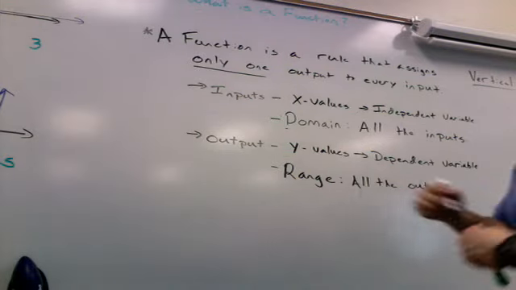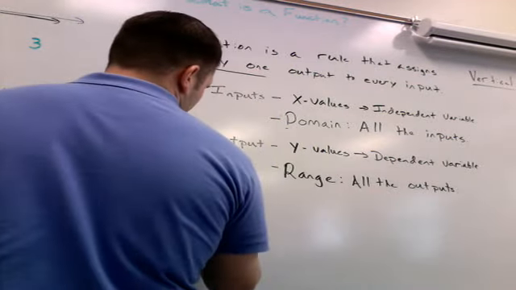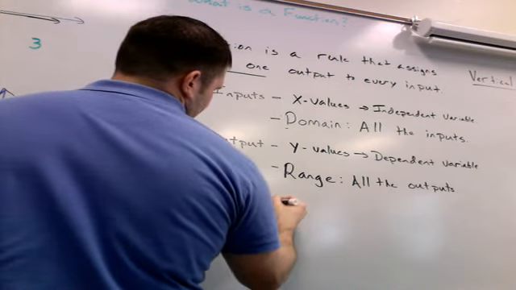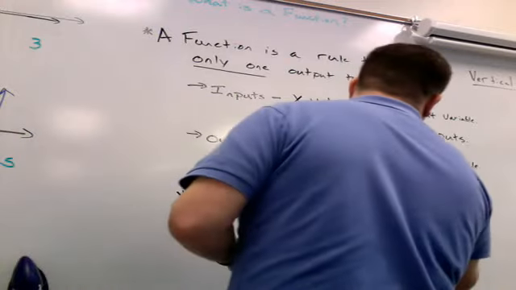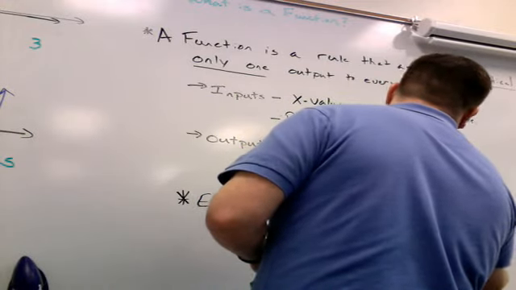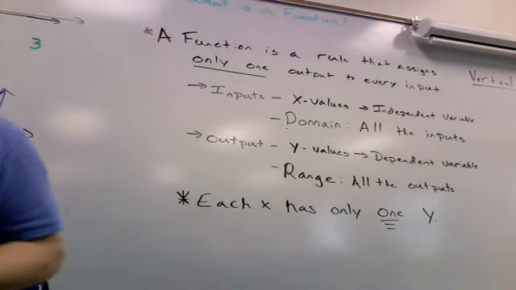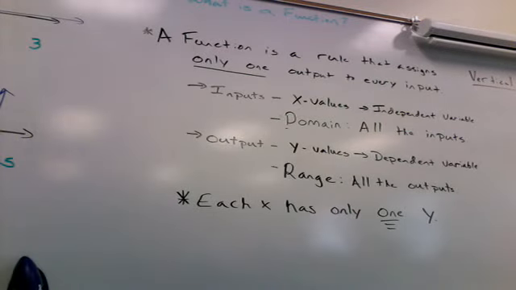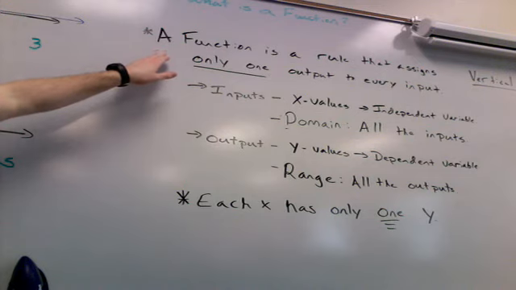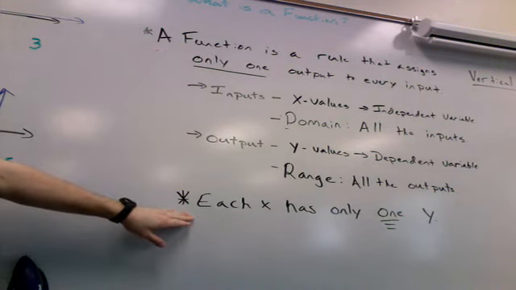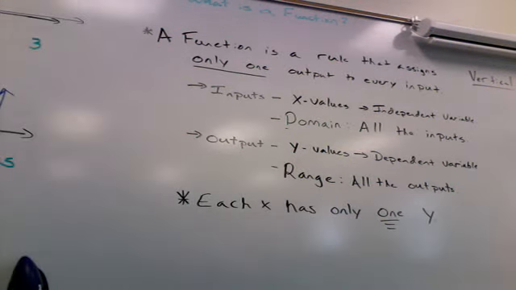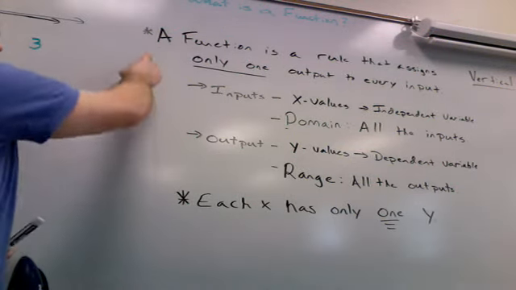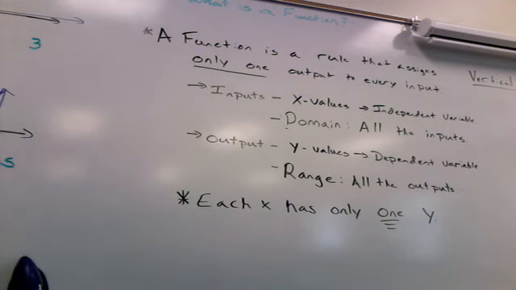So we can rewrite this rule to say each x has only one y. Okay? Each x has only one y. If you can't memorize this, memorize that part. A function makes sure each x has only one y. All right? This is the same definition, isn't it? Just paraphrased. So each x has only one y.